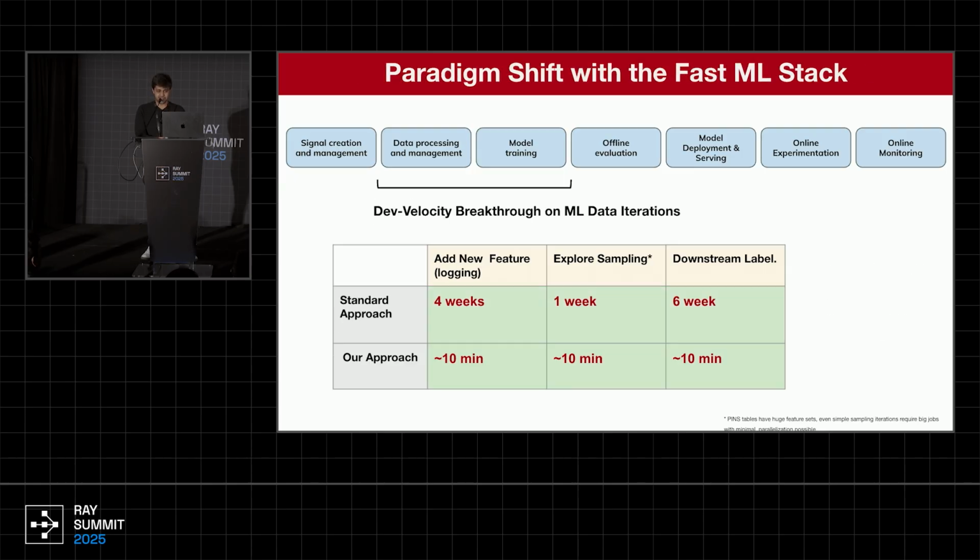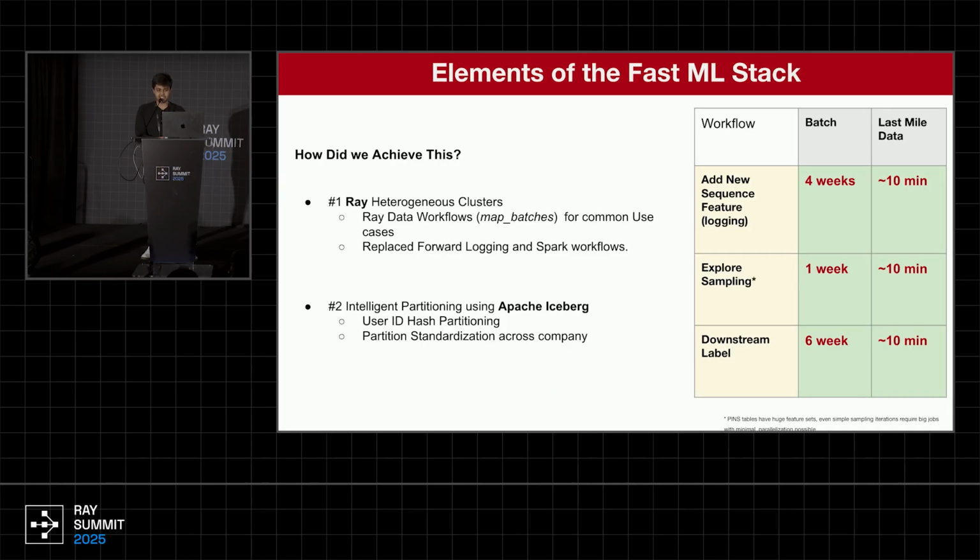So following a Ray-based technique, we developed something we call the fast ML stack, which brings down the time to generate these data sets or train models using these data set iterations blazingly fast. It's almost a paradigm shift for us. And these things are enabled by two innovations. One is the use of Ray heterogeneous clusters. Essentially what we did was we wrote Ray Data workflows using map batches Ray UDFs for the most common use cases that we ran into. And then we replaced forward logging and Spark workflows with Ray Data workflows.